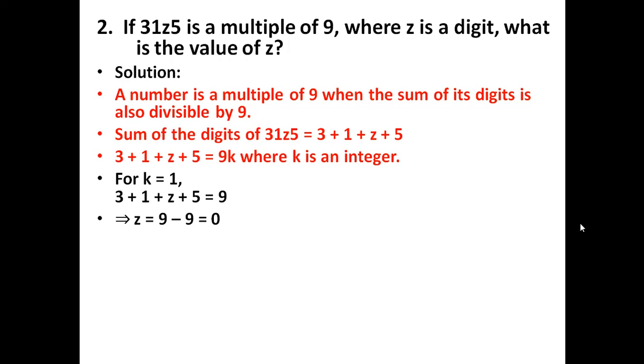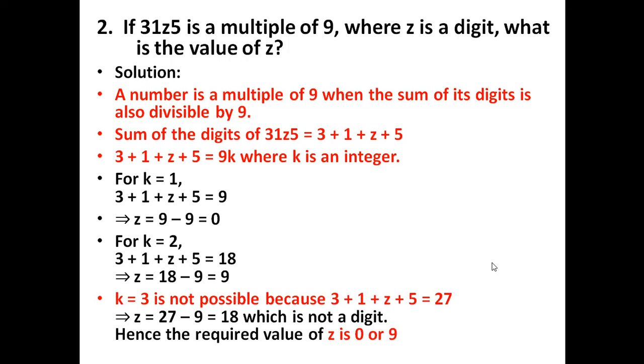Then we put k equal to 1, because when you put k equal to 0 you will get a negative answer. We already saw this in the first problem, so that's why we are not putting k equal to 0. So we put k equal to 1, and you will get z equal to 9 minus 9 equals 0. Then k equal to 2: again, if you simplify you will get z equal to 9.